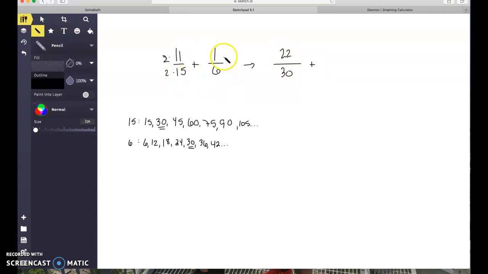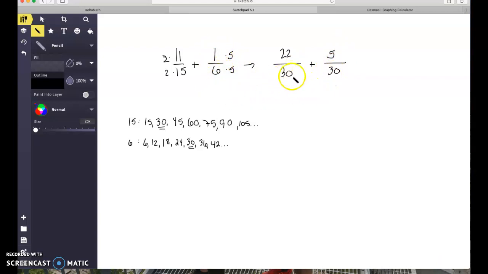And then same thing with my 1/6. I need a denominator of 30. And in order to get that, I have to multiply 6 by 1, 2, 3, 4, 5. So I'm not allowed to just multiply by 5, but I am allowed to multiply by 1. And I know 5 over 5 is 1. So 1 times 5 is 5, and 6 times 5 is 30. So 5/30 is equivalent to this fraction of 1/6.